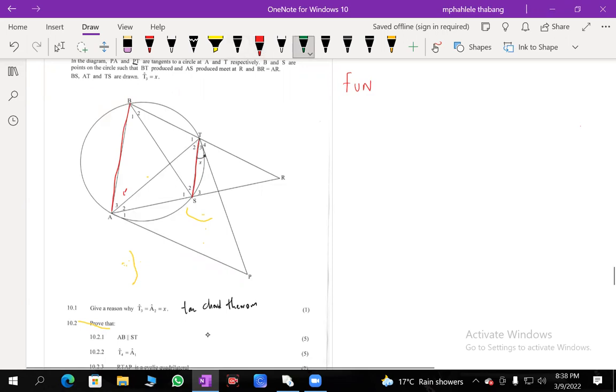I can also pick my transversal to be A3, yes? If A3 equals T2, it will be a Z shape.